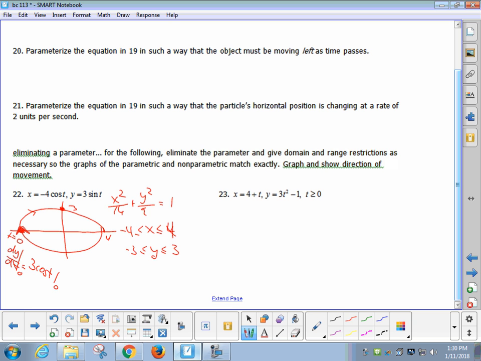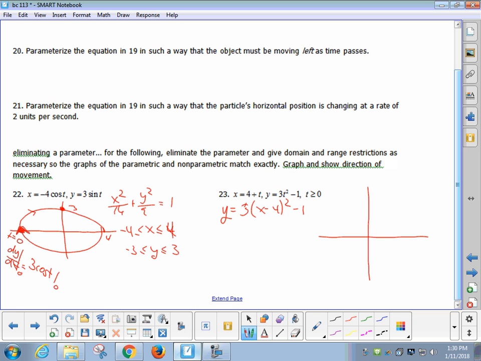This one, some of you need to make corrections. Most people eliminated the parameter correctly. Do you have something like this? I had a lot of people go on and distribute. I don't see why. Why would you distribute, and why does that help you?